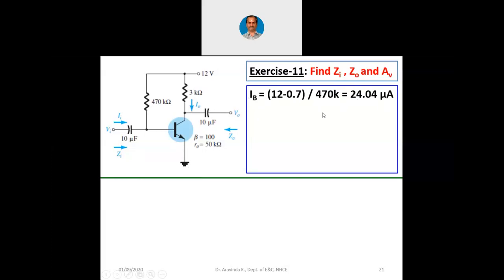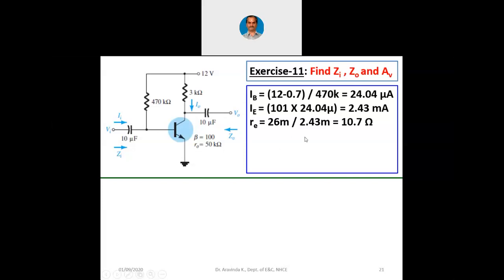When IB is obtained, we can obtain IE. IE is nothing but 1 plus beta into IB. Beta is given as 100, so 1 plus beta into IB is nothing but 2.43 milliamperes. Once we get this IE, we can find out small re. That is 26 millivolts divided by 2.43 milliamps. We are getting this small re as 10.7 ohms. This is the dynamic resistance of the base to emitter junction.